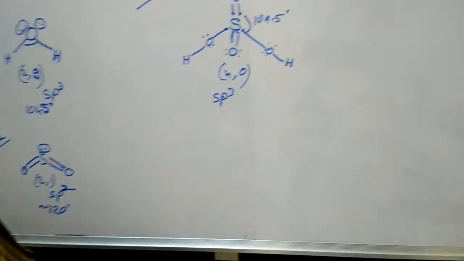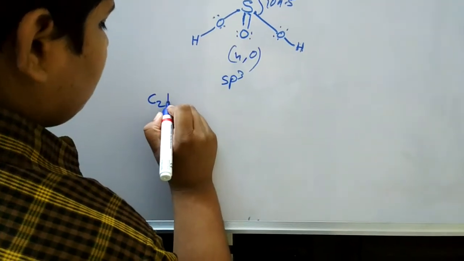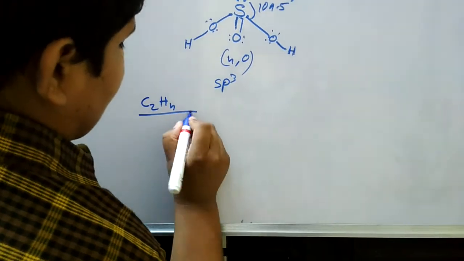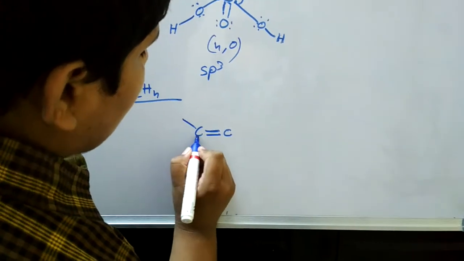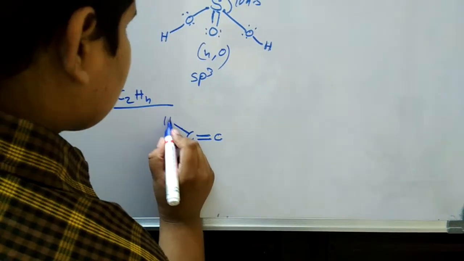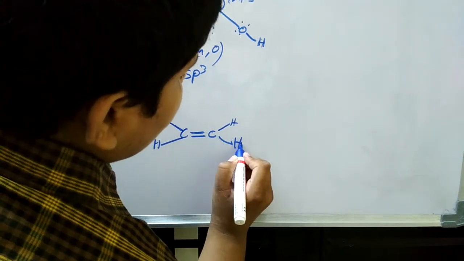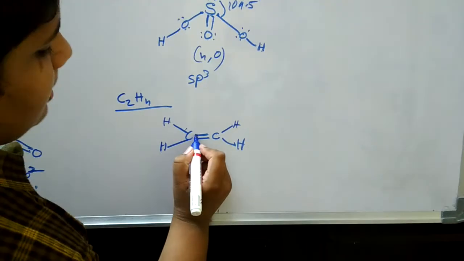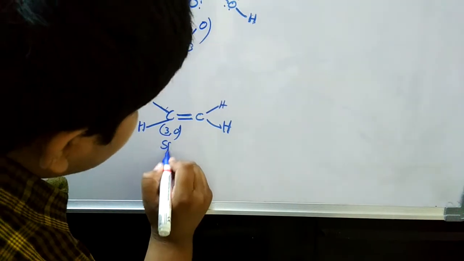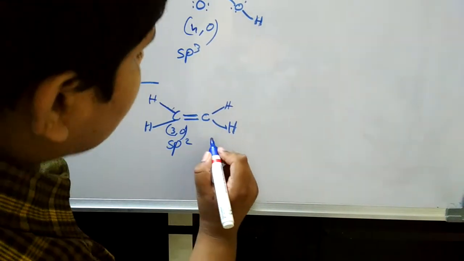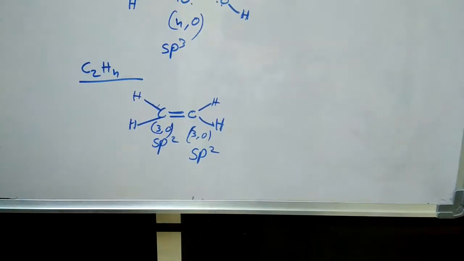Now we will go to another compound known as C2H4. You see, there are two bonds between the carbon atoms, two sigma bonds with hydrogen at one carbon atom and two hydrogens with sigma bonds at the other carbon atom. You see, the hybridization at this atom is 3, 0. That means this carbon has sp2 hybridization and this carbon also has 3, 0. That means it also has sp2 hybridization.